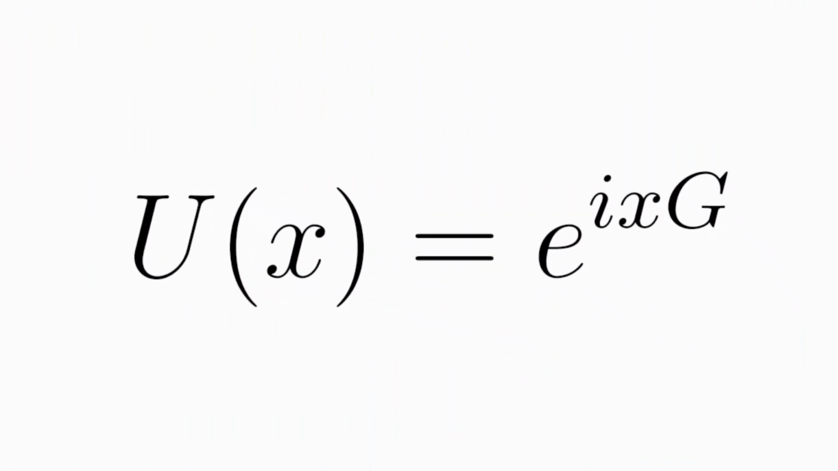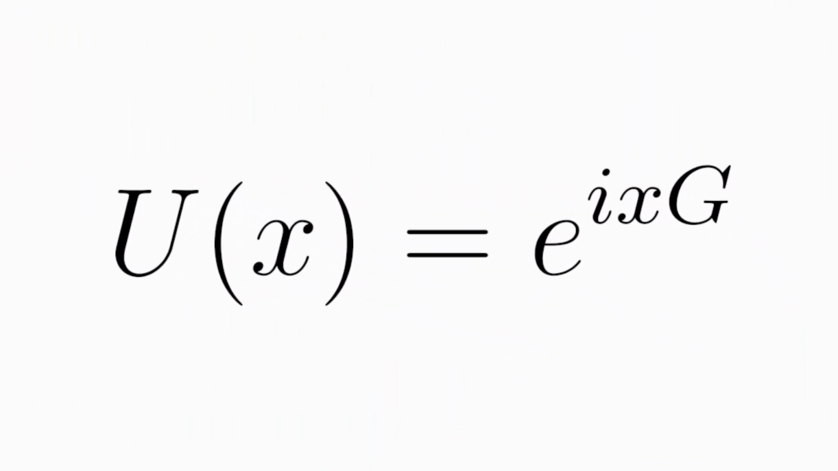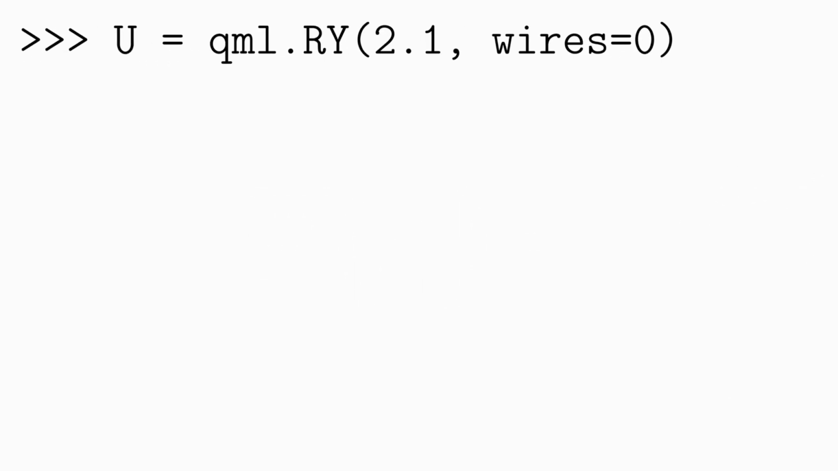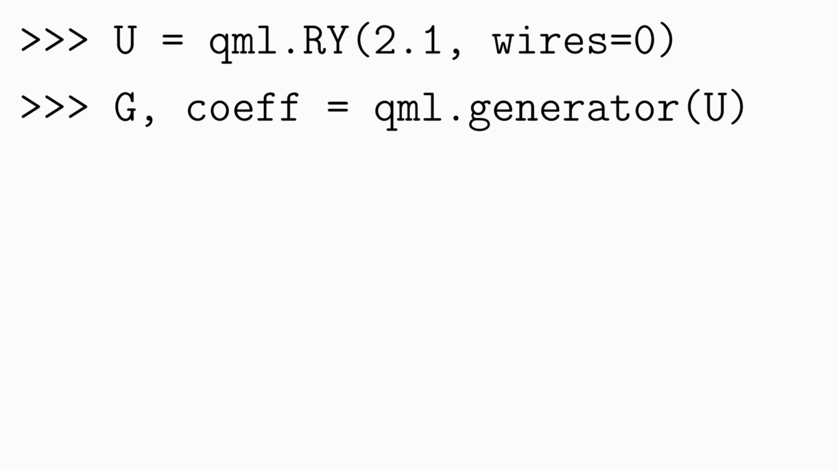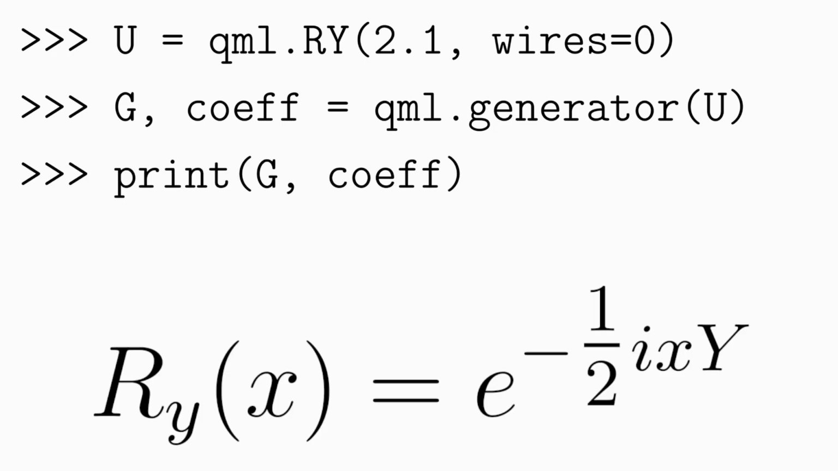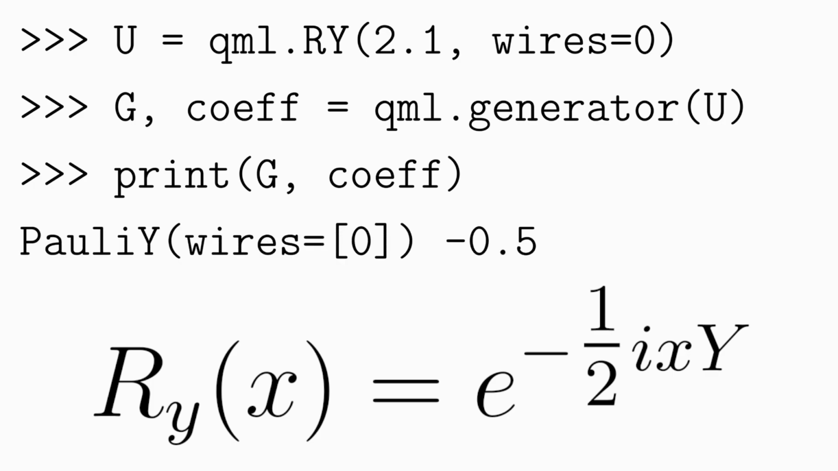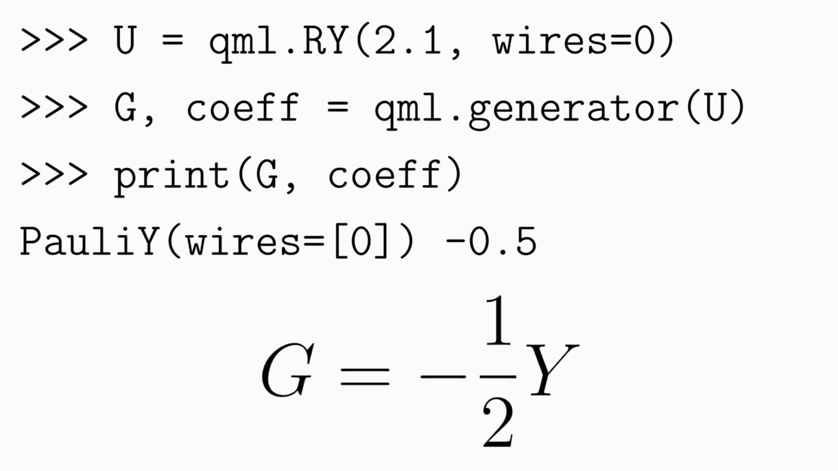Hey, Isaac here. If an operator can be written in this form, G is called its generator. To see what the generator of an operator is, you can use qml.generator. So for this example, the generator of a Y rotation gate is simply the Pauli Y gate with a factor of -1/2. In the notation we're using in this video, that just simply means that G is equal to -1/2 times Pauli Y. Back to Antal.